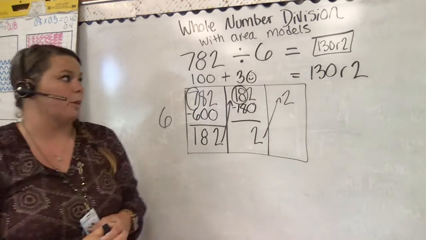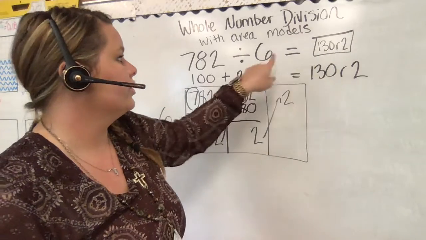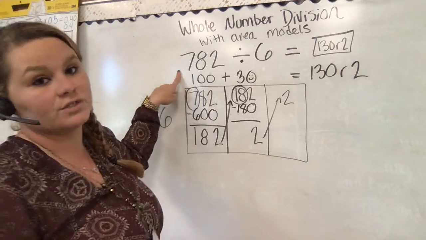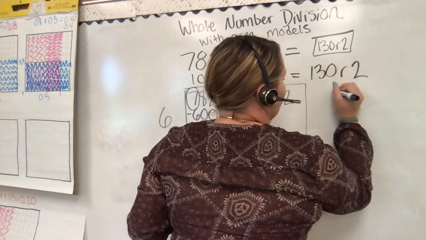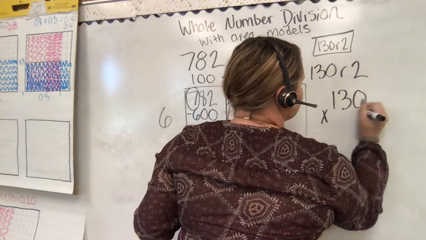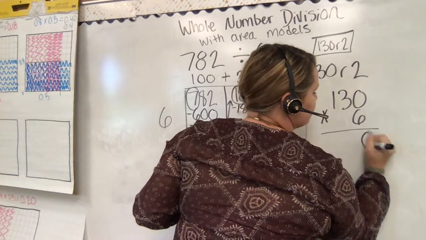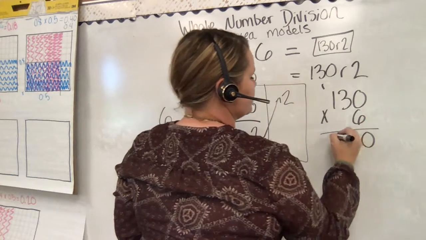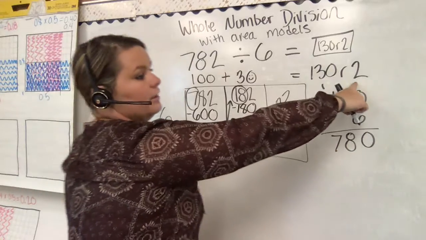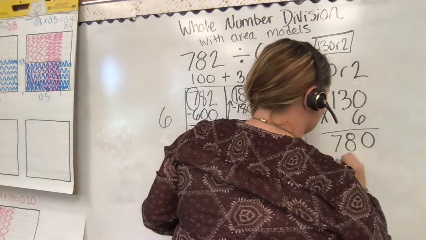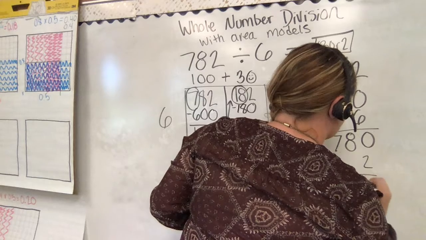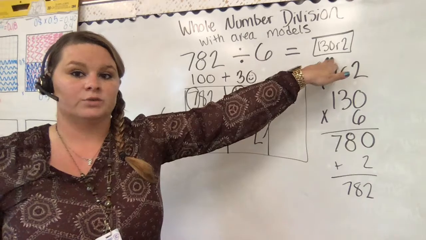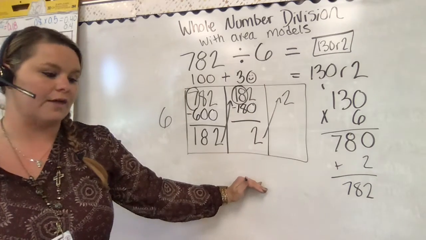Now I need to multiply to check. So I'm going to multiply 130 times 6, and then I'm going to add 2 and hopefully get to 782. So 130 times 6. 6 times 0 is 0. 6 times 3 is 18. 6 times 1 is 6, plus 1 is 7. So 780, and then we have to add the 2 that we had as a remainder. So then we get 782, which was our dividend. So the correct answer, or quotient, is 130 remainder 2, and this is how you solve that problem with an area model.